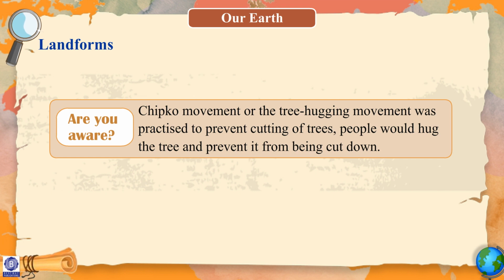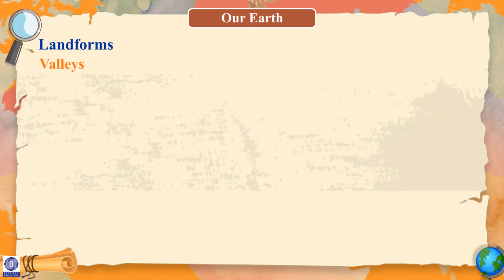Are you aware? Chipko movement or the tree hugging movement was practiced to prevent cutting of trees. People would hug the tree and prevent it from being cut down.